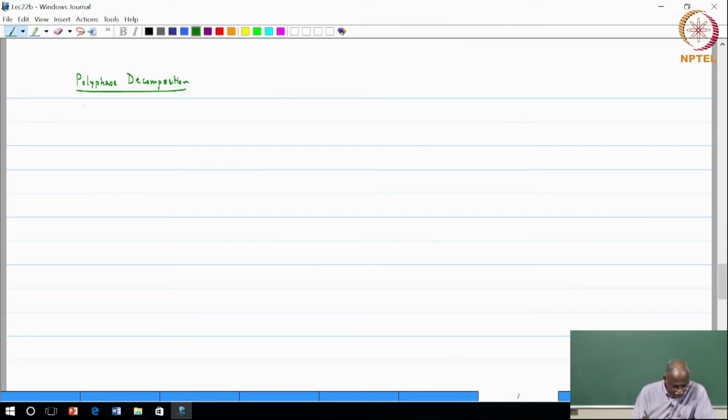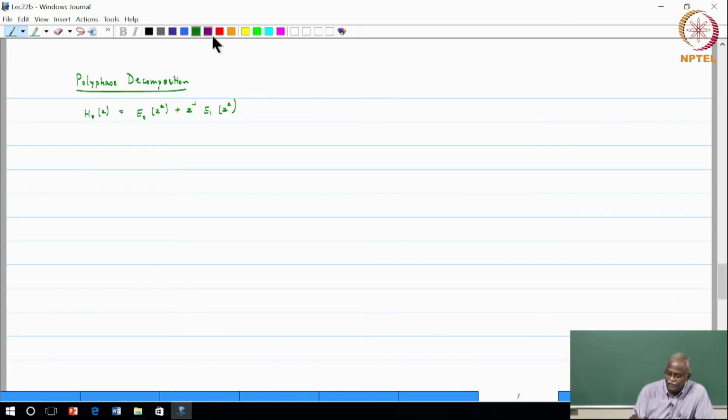So, H naught of z, I am going to downsample by 2. So, 2-channel polyphase decomposition: E naught of z squared plus z inverse E1 of z squared.